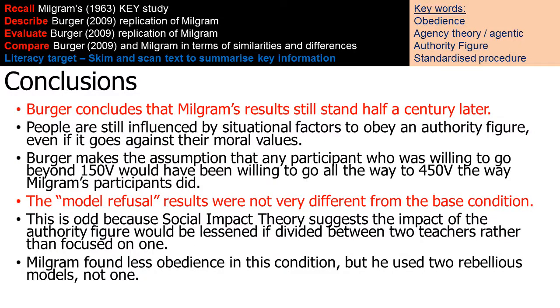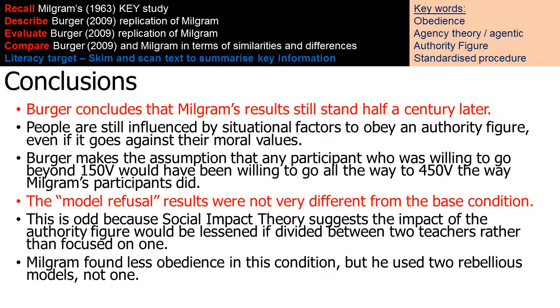Now, Berger concludes that Milgram's results still stand half a century later. People are still influenced by these situational factors to obey, even if it goes against their morals. The model refusal results were not very different from the baseline condition, which is interesting if you think about social impact theory, because social impact theory would suggest that having two teachers would lessen the impact of the authority figure rather than it all being focused on one, but that's not the case in this situation.